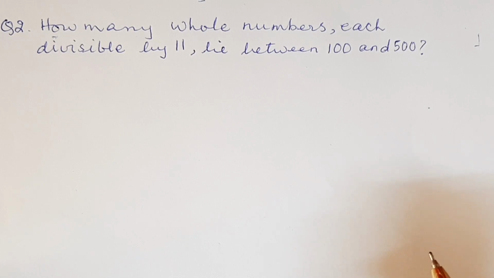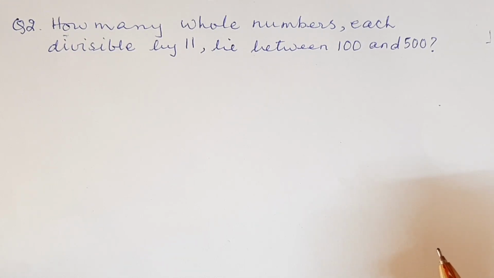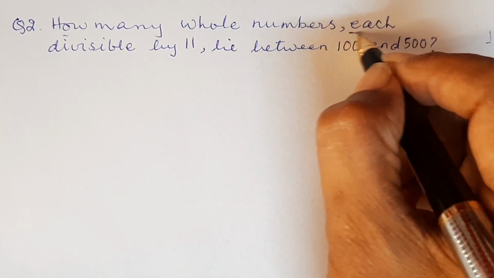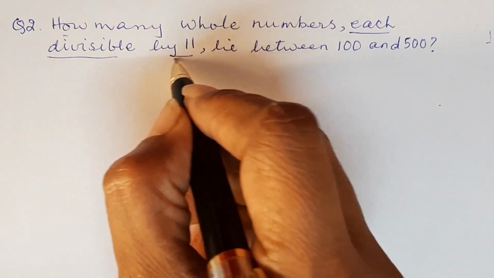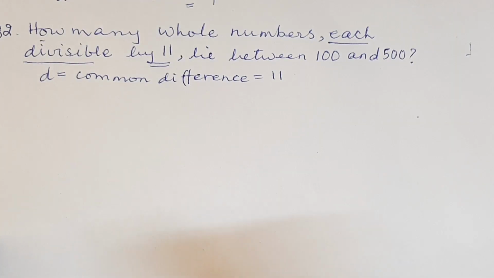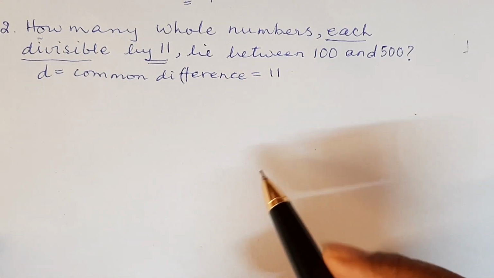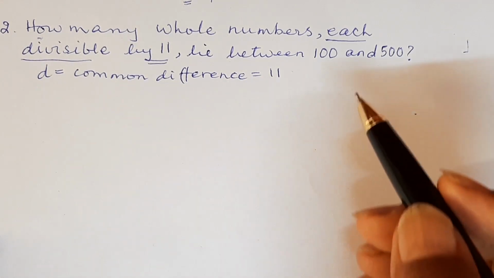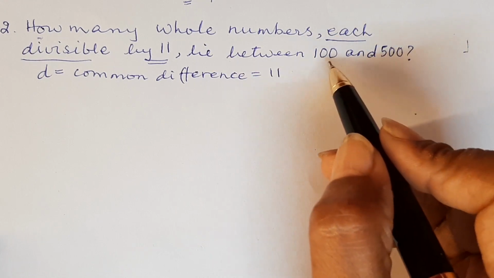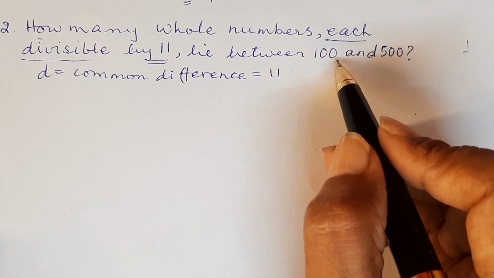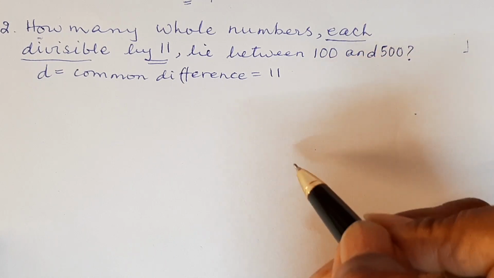How many whole numbers, each divisible by 11, lie between 100 and 500? Now in this, understand that we have these numbers, each divisible by 11. So it means that D, which is the common difference, will be equal to 11. Now, these multiples of 11 lie between 100 and 500, which means the first term should be more than 100.